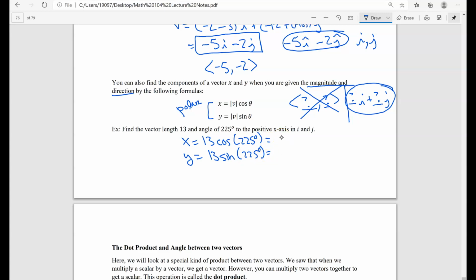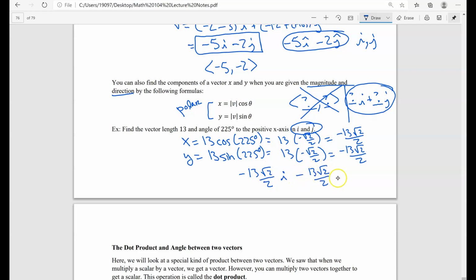Okay, so we're going to take the cosine of 225 degrees. That's going to give me negative square root of 2 over 2, which gives me negative 13 square root of 2 over 2. And then you're going to take the sine of 225 degrees, and that's going to give me also negative square root of 2 over 2. So negative 13 square root of 2 over 2. Now you don't want to finish there. Remember, you wanted IJ form. So you're going to have negative 13 square root of 2 over 2 i, minus 13 square root of 2 over 2 j.